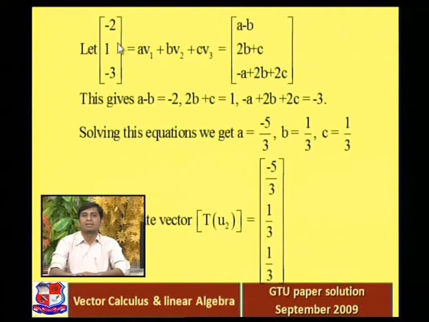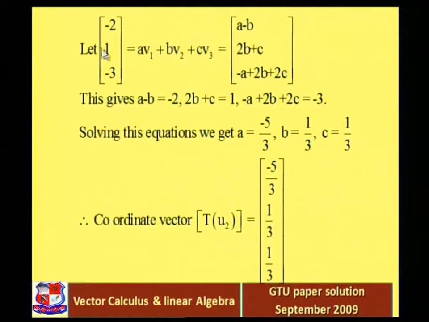So A minus B is equal to minus 2, 2B plus C is equal to 1, and minus A plus 2B plus 2C is equal to minus 3. So solving these equations, we get A is equal to minus 5 by 3, B is equal to 1 by 3 and C is equal to 1 by 3. Again, you have to use the augmented matrix, right? So the coordinate vector T of U2 is equal to minus 5 by 3, 1 by 3 and 1 by 3.